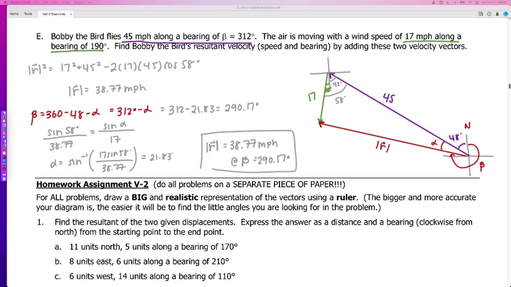So there you go. Your homework that matches this lecture are then the problems at the very bottom. Do all of your work on a separate piece of paper. Draw your diagrams as large and accurate as possible. Make sure that you include diagrams so you get full credit. And if you've got any questions, just shoot me an email.